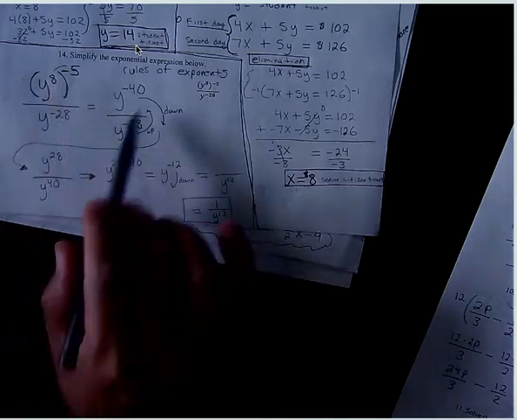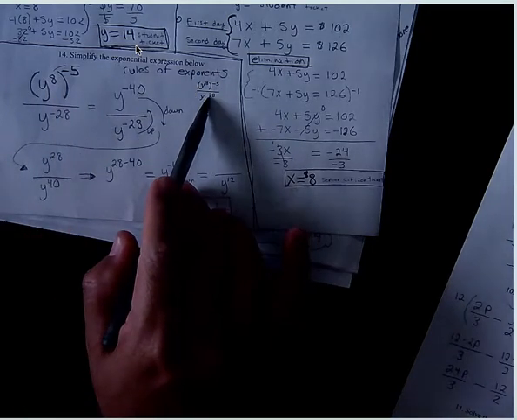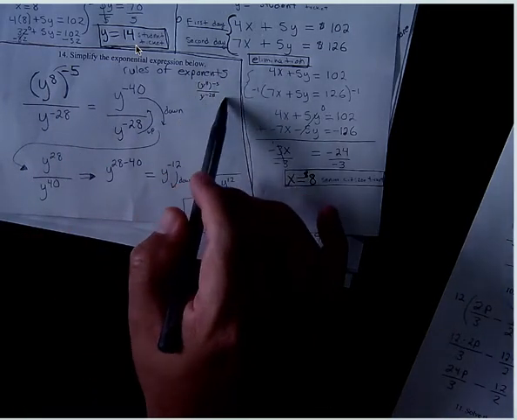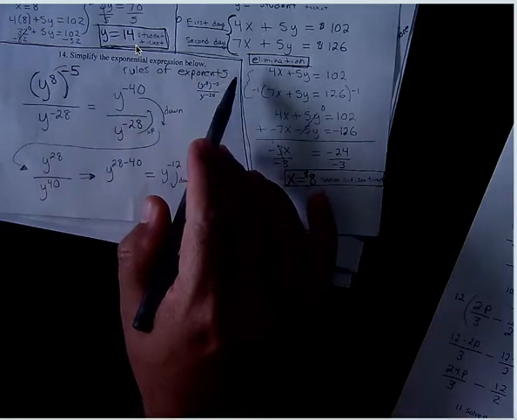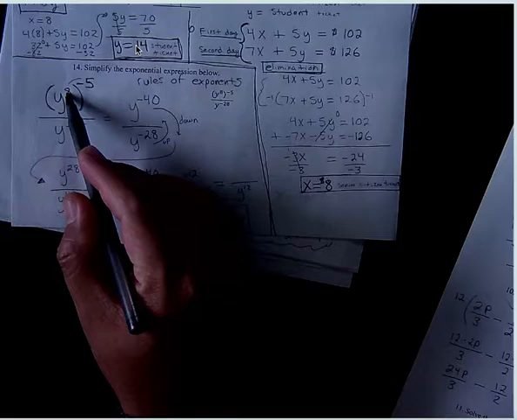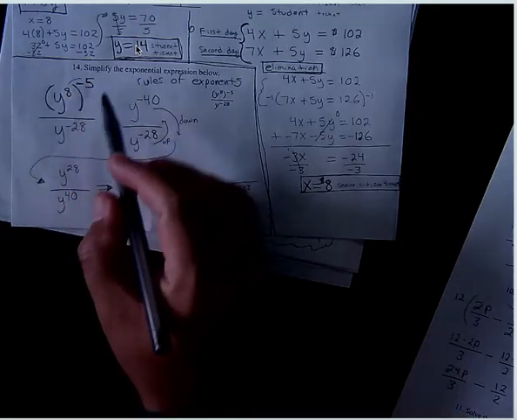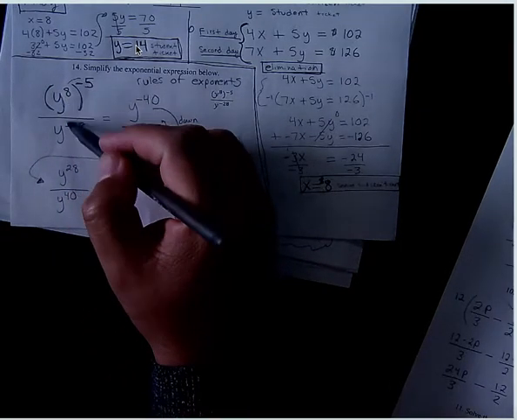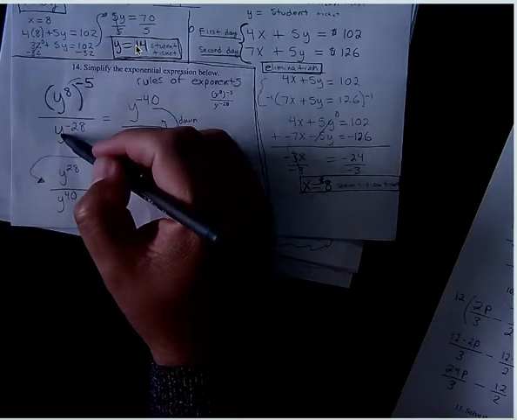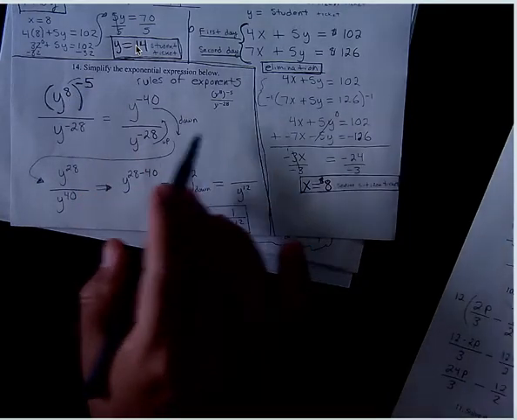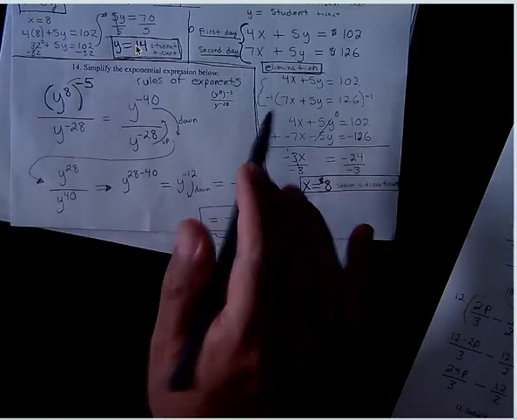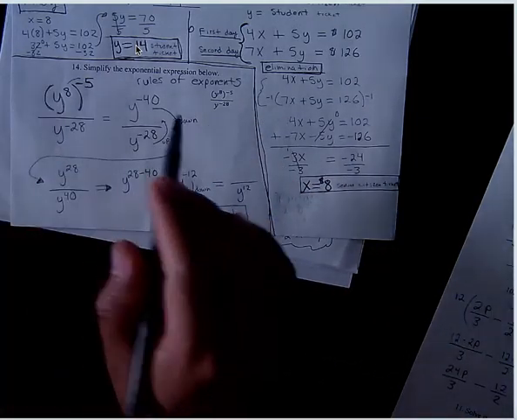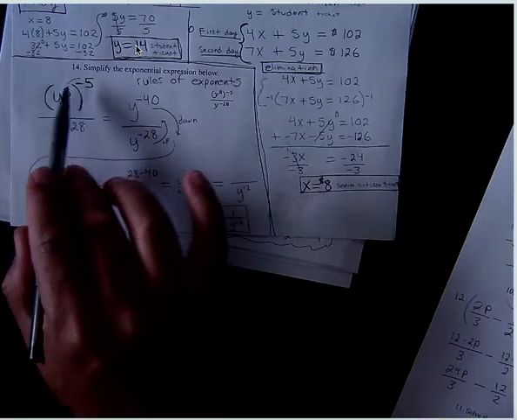So this is just an exponential expression. This is when you need to remember the rules of exponents. This is a power to a power, you multiply. When you're dividing, like the y here and the y here, you subtract. When you're going across, multiplying, you add. So remember those.